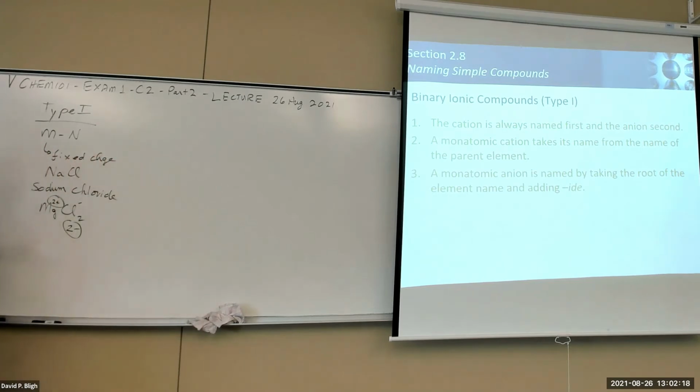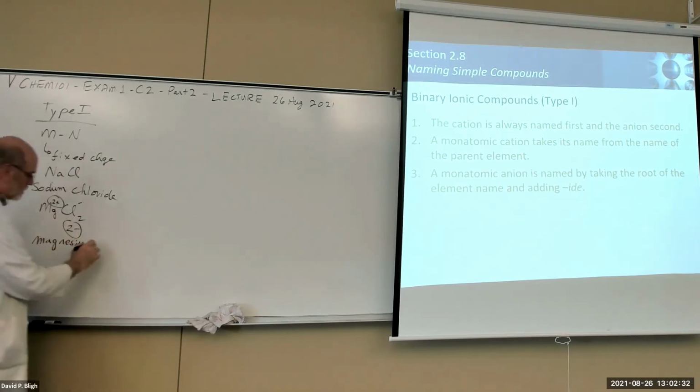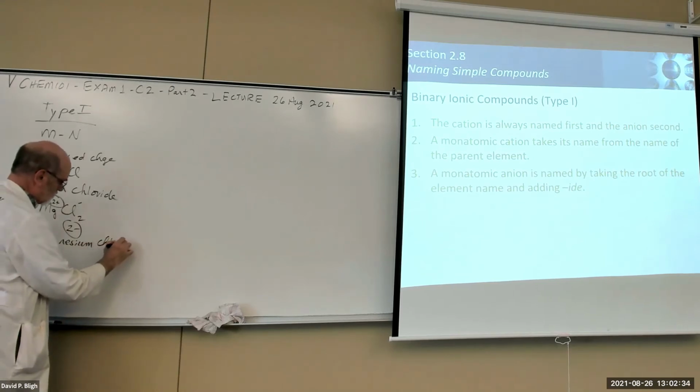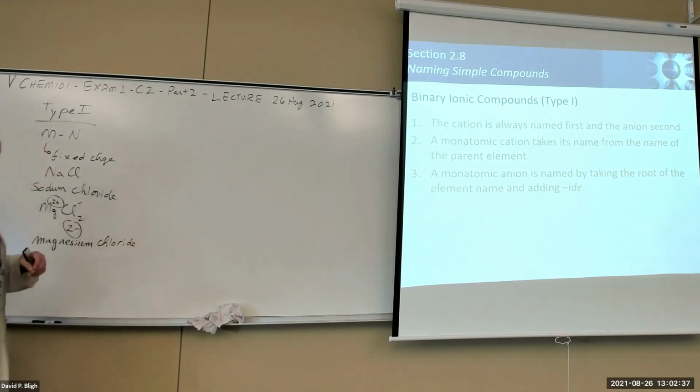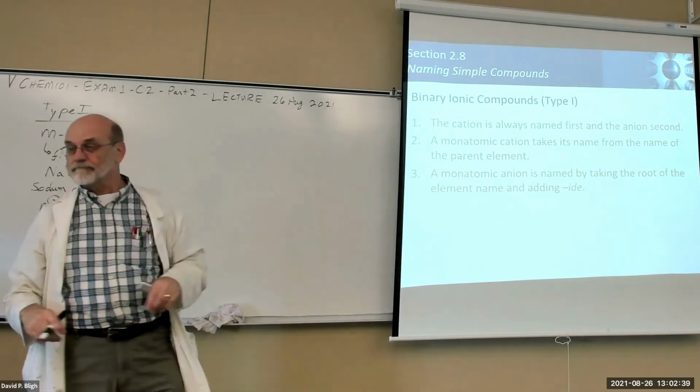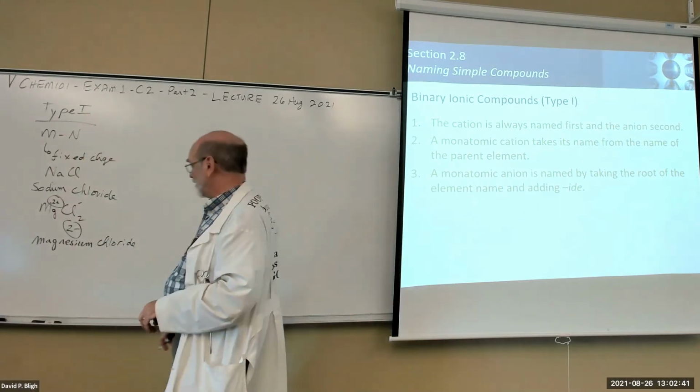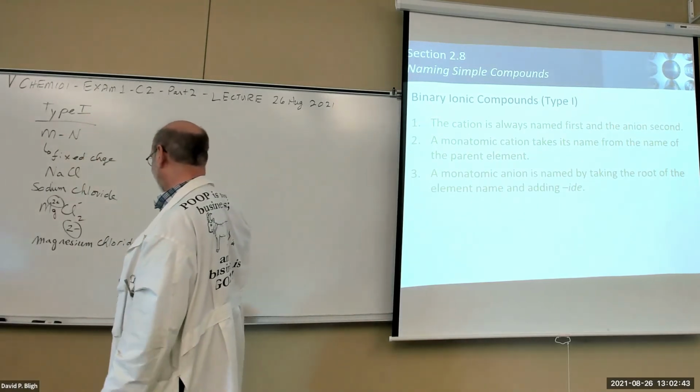So how would we name it? Well, the metal came first, then the nonmetal. So this one, you just call it what it is. Magnesium. And then chlorine becomes chloride, just like this one. Okay? Yep. Wouldn't it be magnesium trichloride since there's 2?